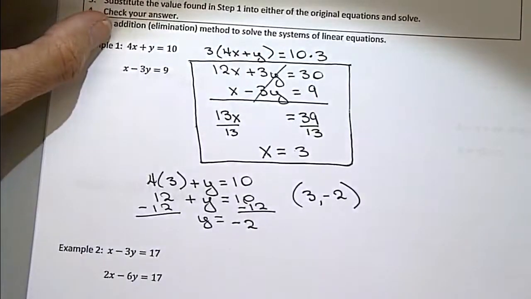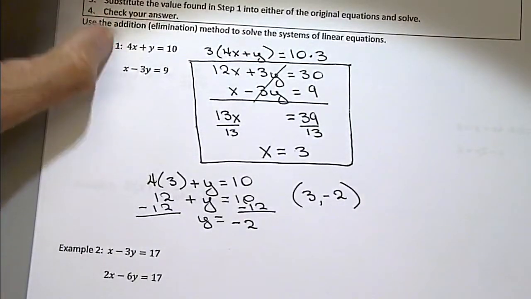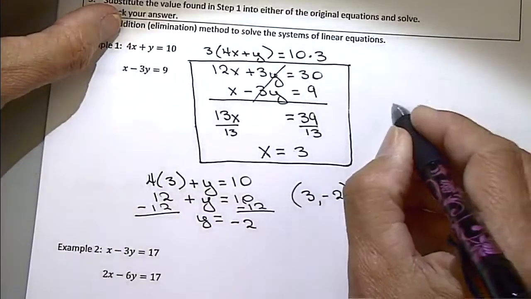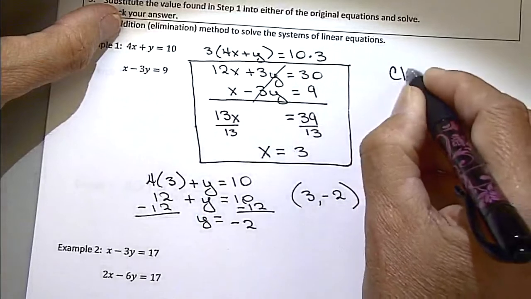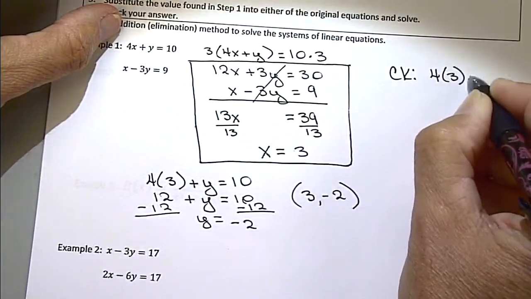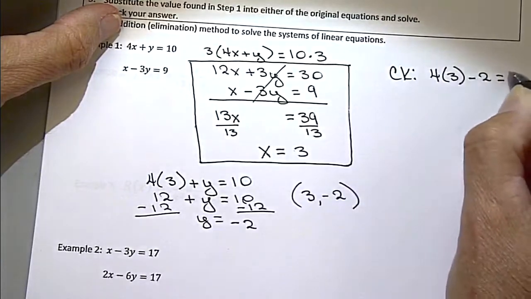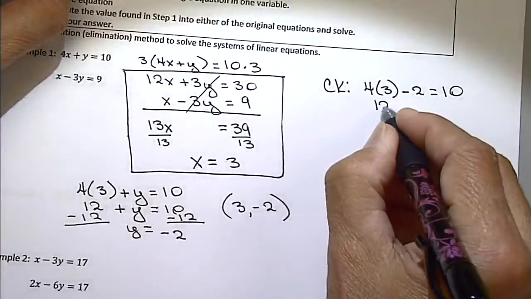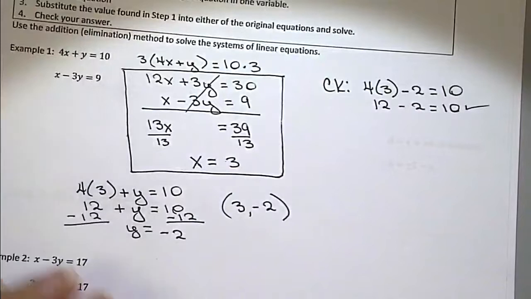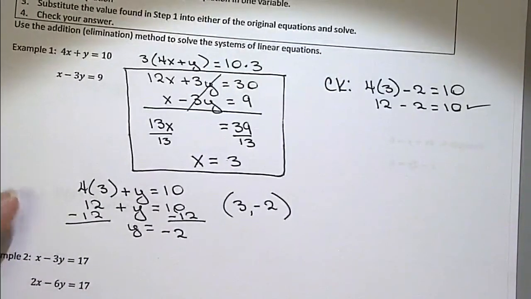And I'm going to check it by plugging that into one of these other equations. I don't care which one. I'll just do the first one. I'm going to say 4 times 3 minus 2 is equal to 10. Is that true? Well, 4 times 3 is 12. 12 minus 2 is equal to 10. That is true, right? So my solution worked. I could plug it into the other equation too. It didn't matter.